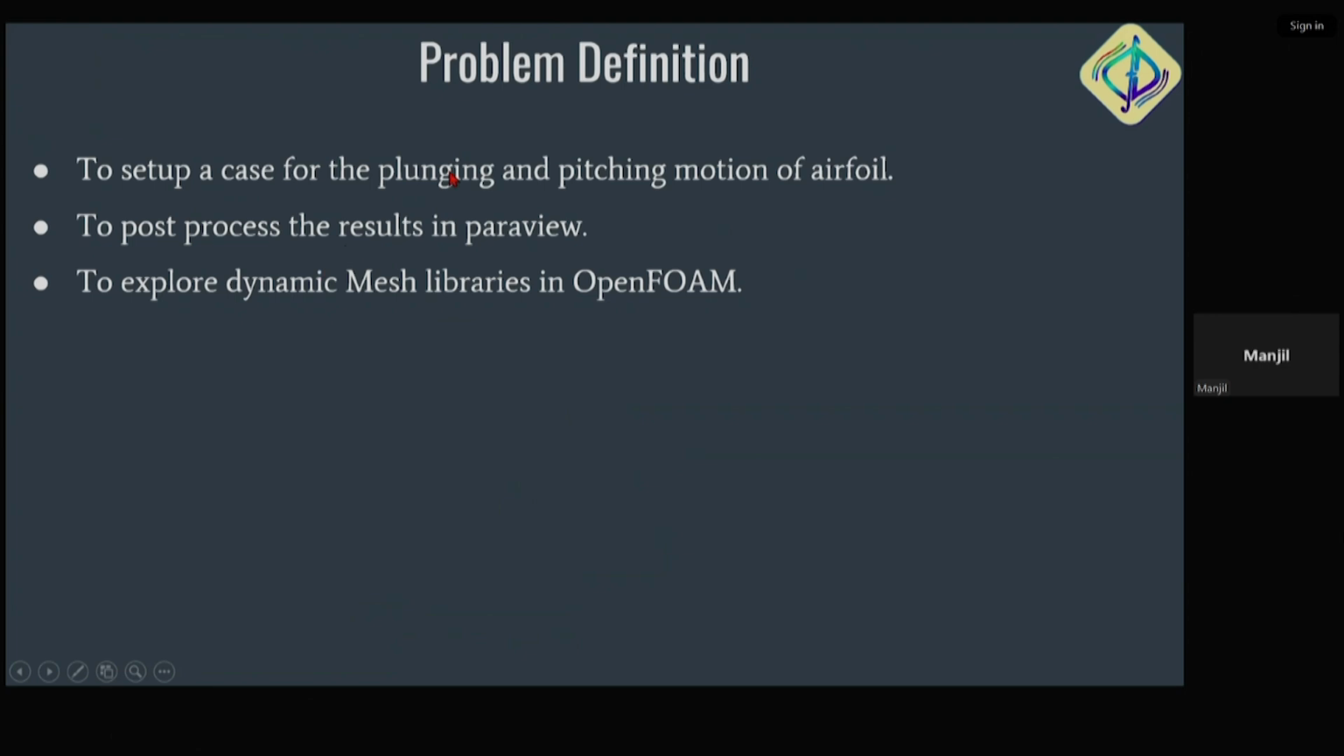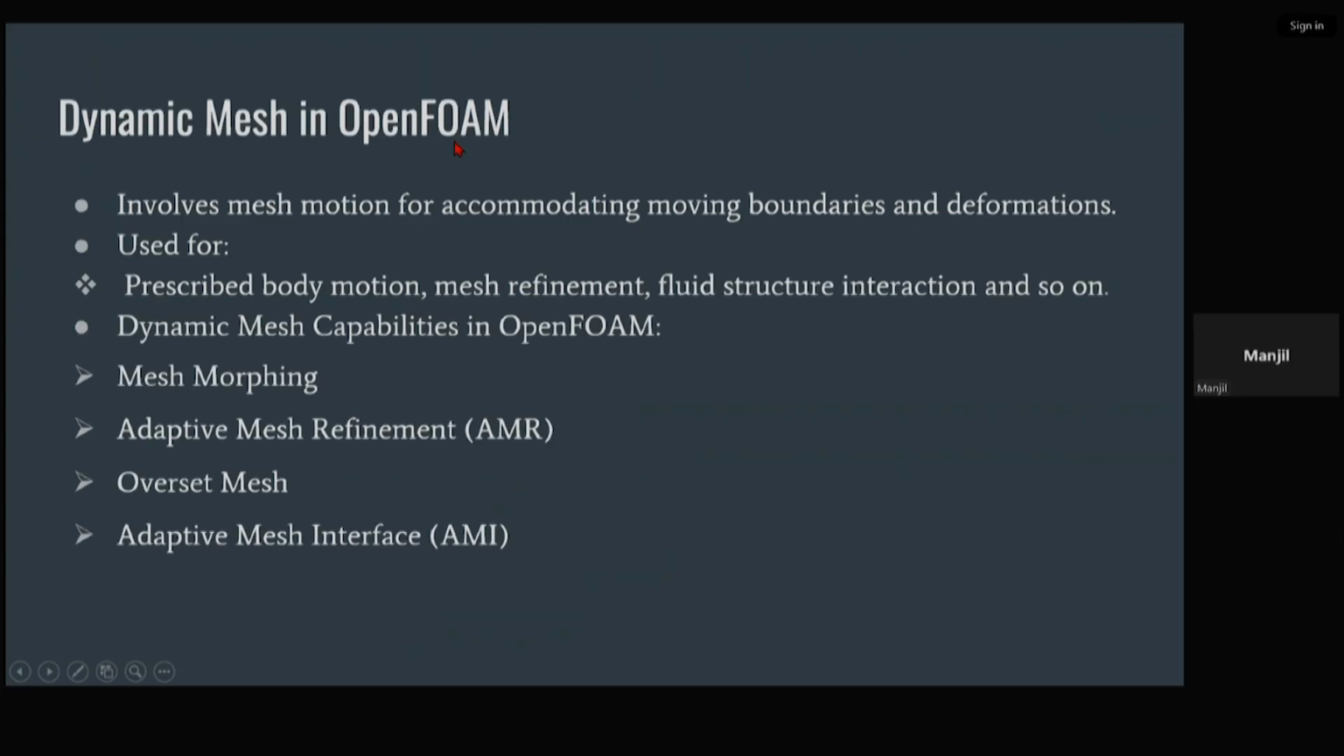Then we'll explore some dynamic mesh libraries in OpenFOAM. Professor Bose has already stated what dynamic mesh is and what the different dynamic meshing strategies in OpenFOAM are. Right now we will be mostly dealing with the mesh morphing case. Our main focus will be on mesh morphing, and there are other strategies in OpenFOAM which you can always access. I will show you the case for mesh morphing, which involves a prescribed body motion.